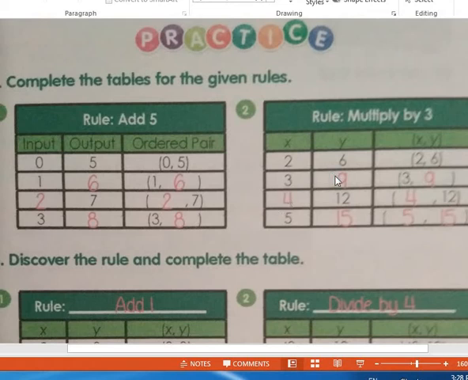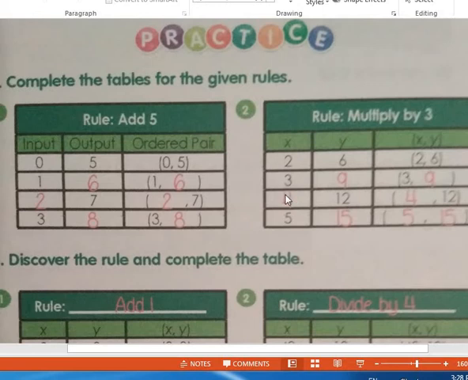I have here another table. Rule: multiply by 3. Check your rule. Okay, 2 times 3 is 6. So (2, 6). Here, 3 times 3 is 9. I have here 12 and the rule is to multiply times 3. So what times 3 gives me 12?